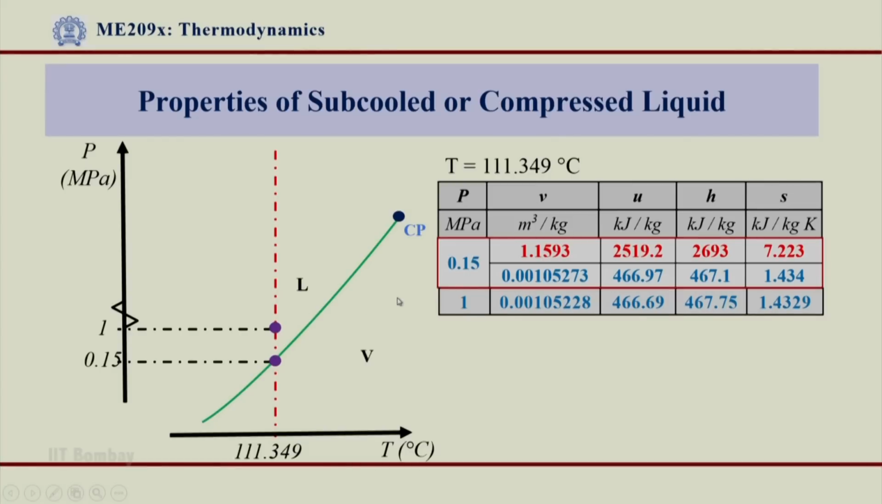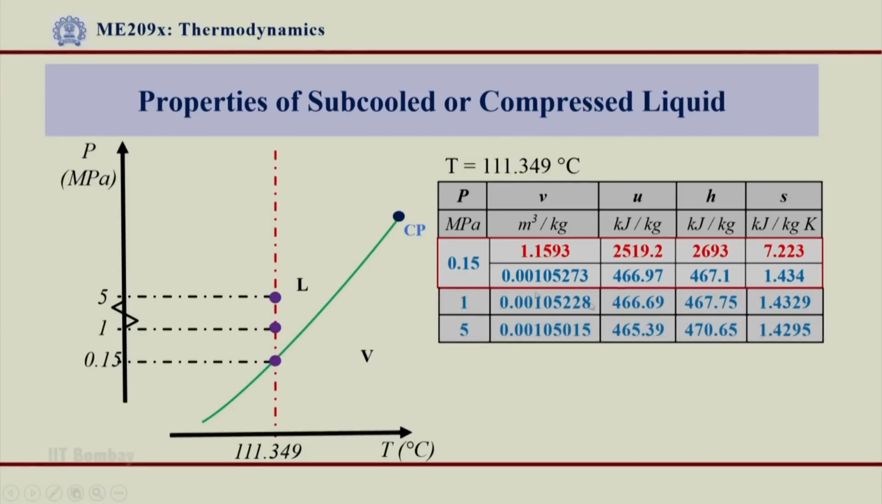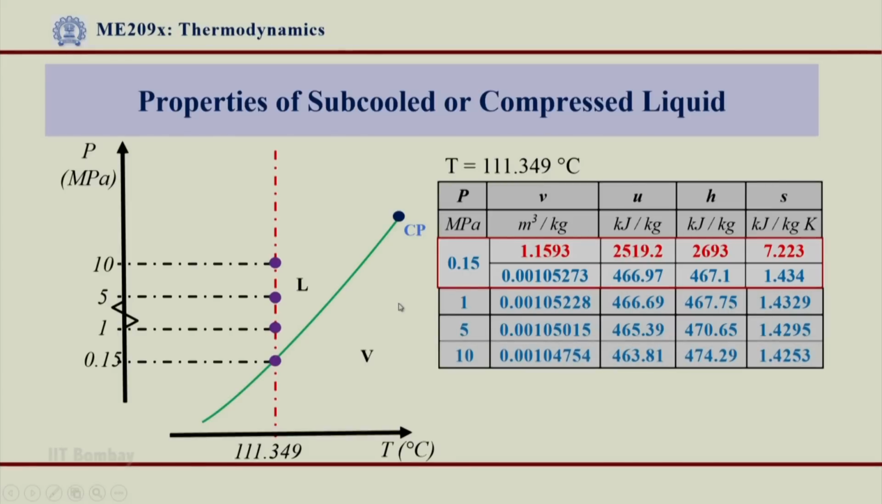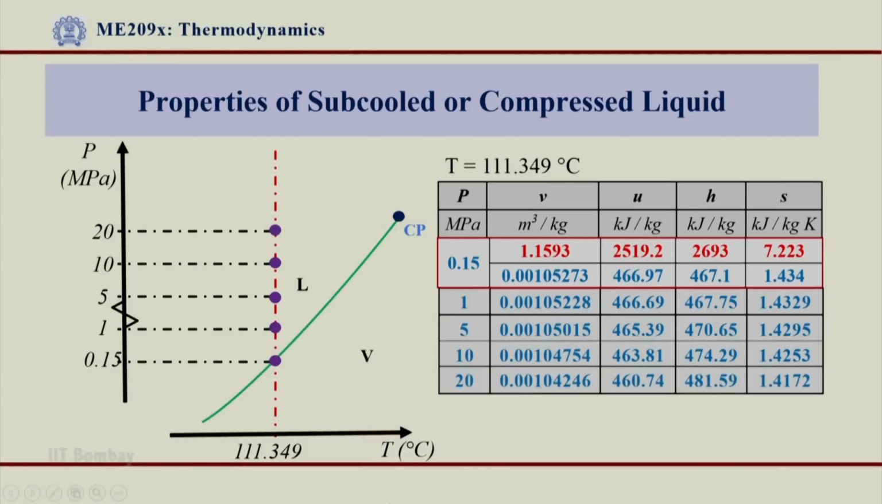If I go further, compressing this liquid to 5 MPa, these are the properties, and again you see that the property changes are minimal, but in the case of enthalpy there is now a little bit more increase, maybe around 1%, while for the others the property changes are again minimal. If I go on further compressing this liquid to 10 MPa, I get still more changes. I will go to 20 MPa and I get these property changes.